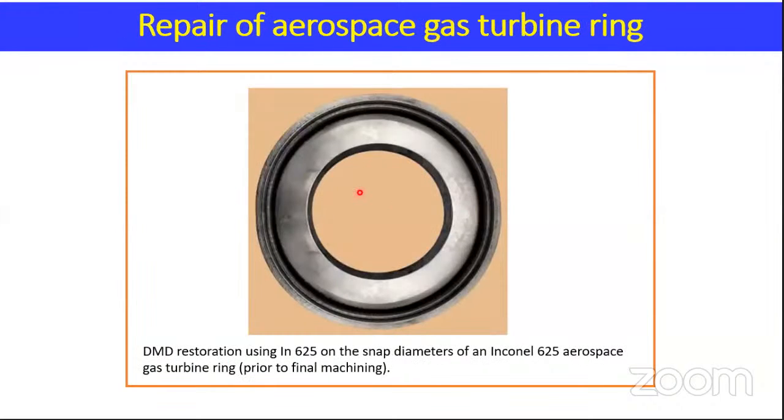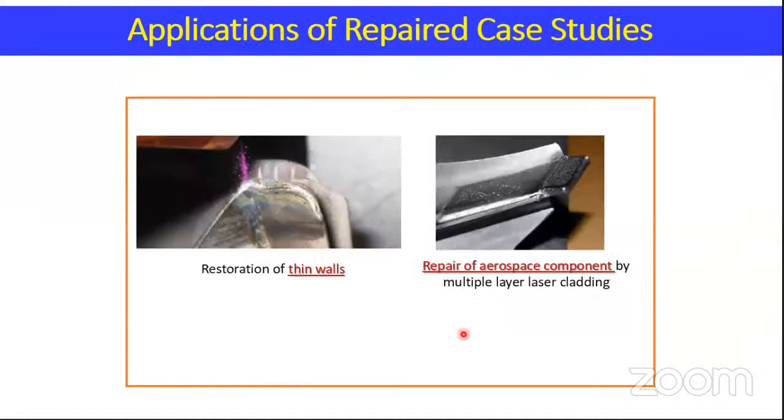And this is another example of the gas turbine ring, where the material again can be restored and the dimension can be restored. Subsequently, it can be put back to the service condition.